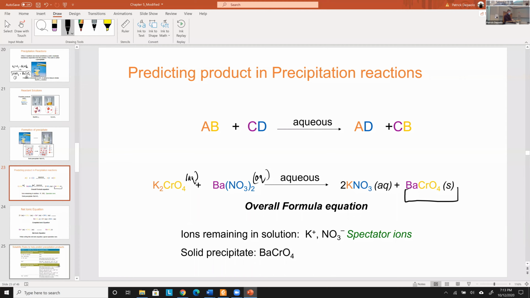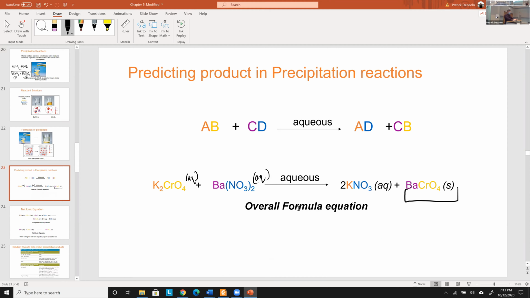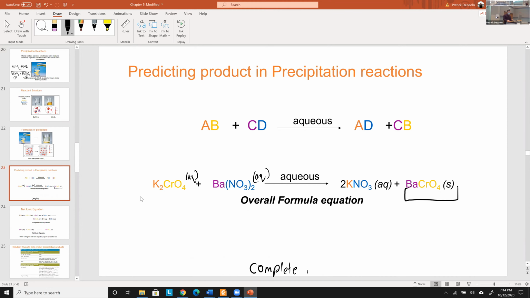So what does this mean? Now, the next step after we have the overall formula is we can create something called the complete ionic equation. I'll just copy that over. We'll call this the overall formula equation, and then we'll have the complete ionic equation. So a complete ionic equation is actually very helpful.